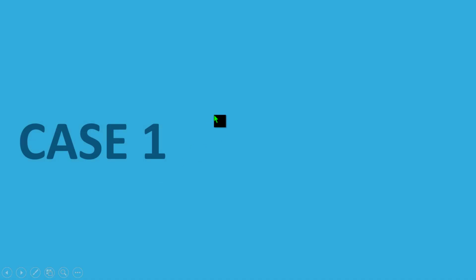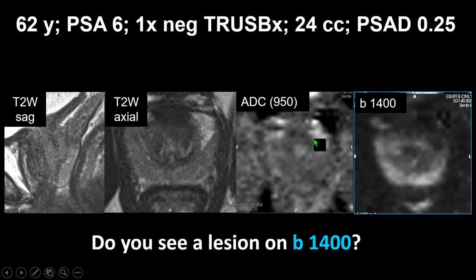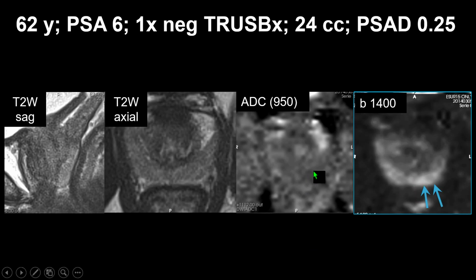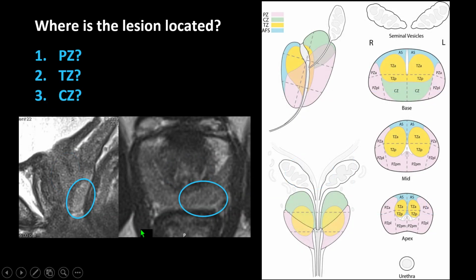Now let's have a look at this case. This is a difficult case. This is the 2 planes on the T2. On the ADC you hardly see anything, but you see perhaps something of a brightness over there. And the ADC value was 950. So on the T2 you would call this, first of all, a localized lesion.